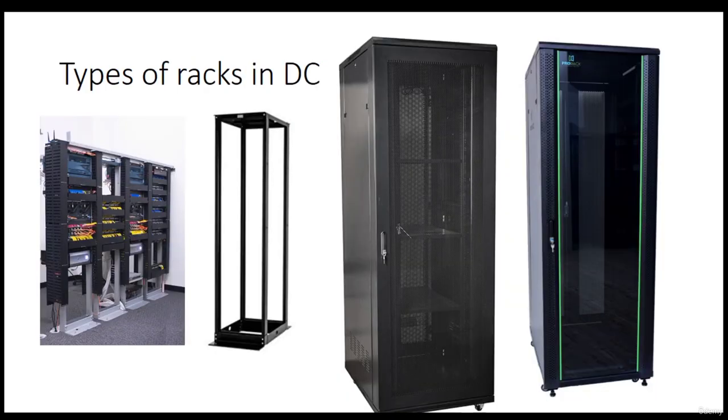There are four types of IT racks. First is two post racks. Second is four post racks. Third is perforated front and rear door rack. Fourth is glass front door rack, transparent. The optimum type of rack for a data center is the perforated front and rear door rack, as it has many features like security and cooling.